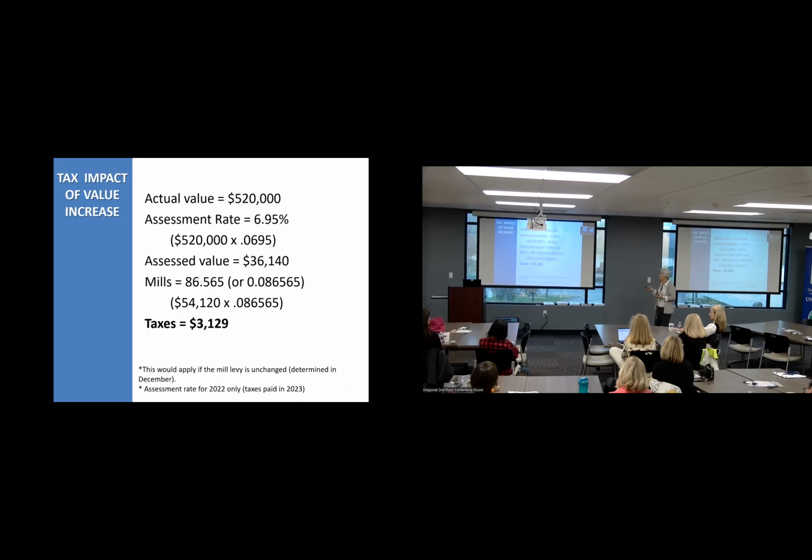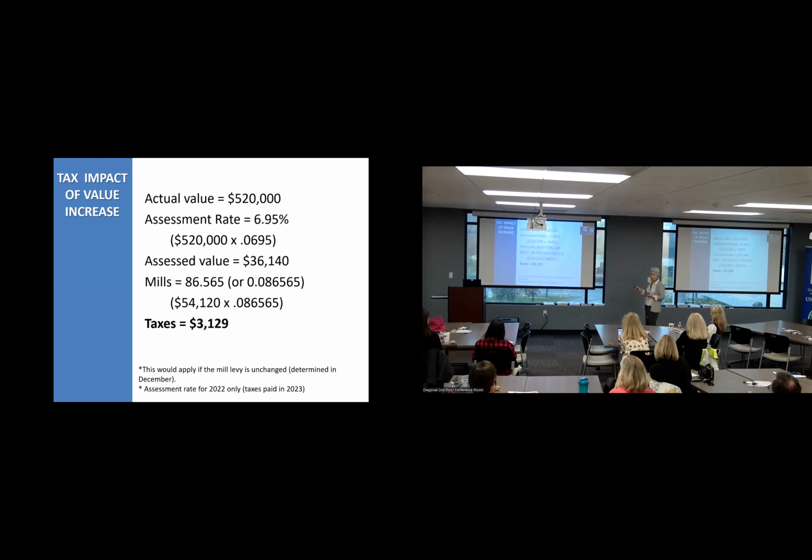So I took for instance, this is totally hypothetical, a house that was $520,000, and this is what people paid taxes for this year. So for the 2022 taxes payable in 2023, the assessment rate was 6.95%. So only 6.95% of the $520,000 is what your taxes are calculated against.